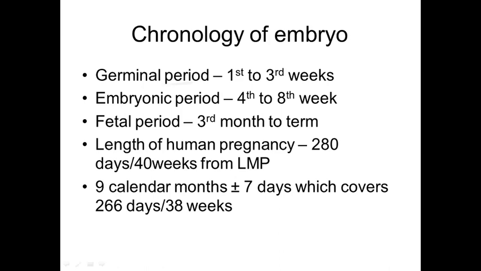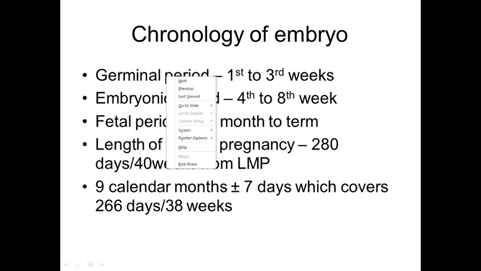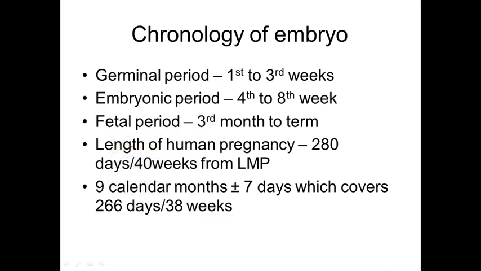First we call it the germinal period. The germinal period is the one where we see first to third week changes. So first to third week changes are called the germinal period. Embryonic period starts from the fourth week, that is end of the first month, to 8 weeks. Fetal period, from the third month onwards, we call it the fetus.